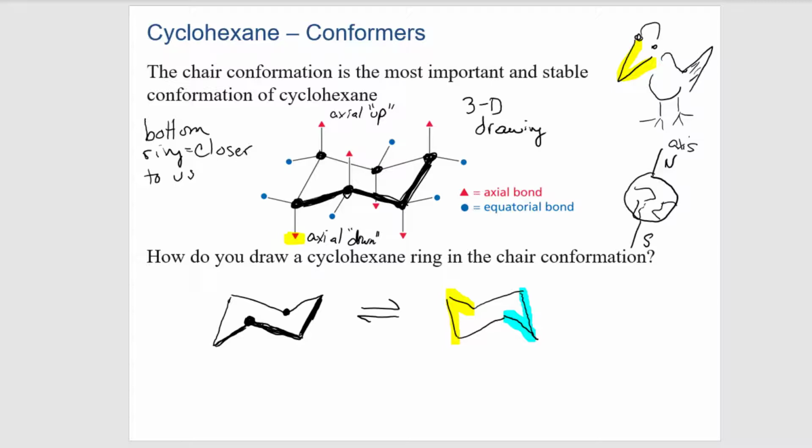Okay, so what you'll notice is that every single carbon around the cyclohexane has an axial up, and then it alternates axial down. So if I start with the yellow one, axial down, the next one over is axial up. The next one over in the back is axial down. The next one's axial up. The next one's axial down. The last one's axial up.